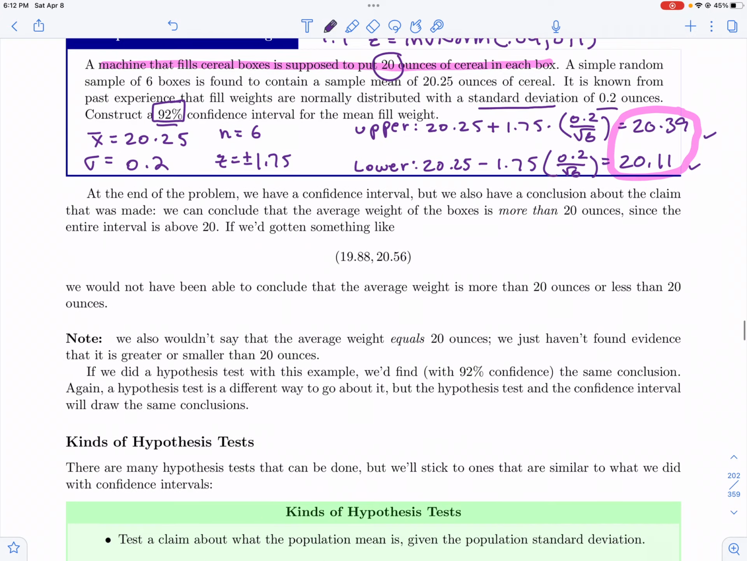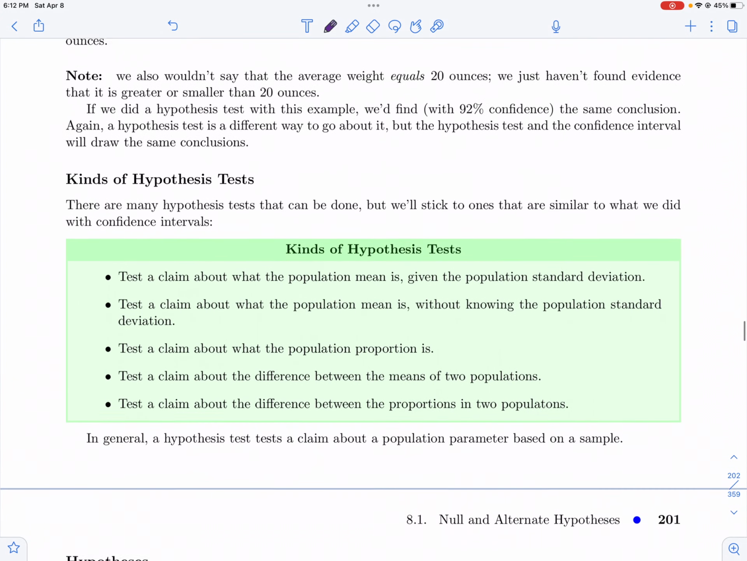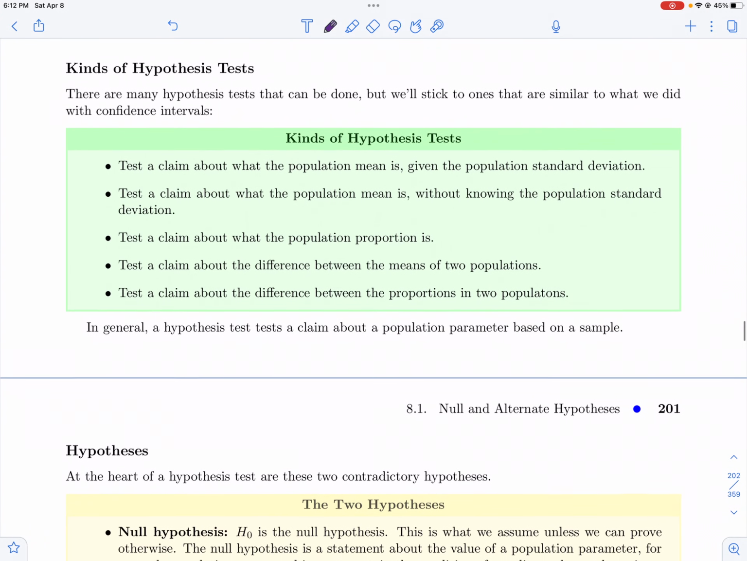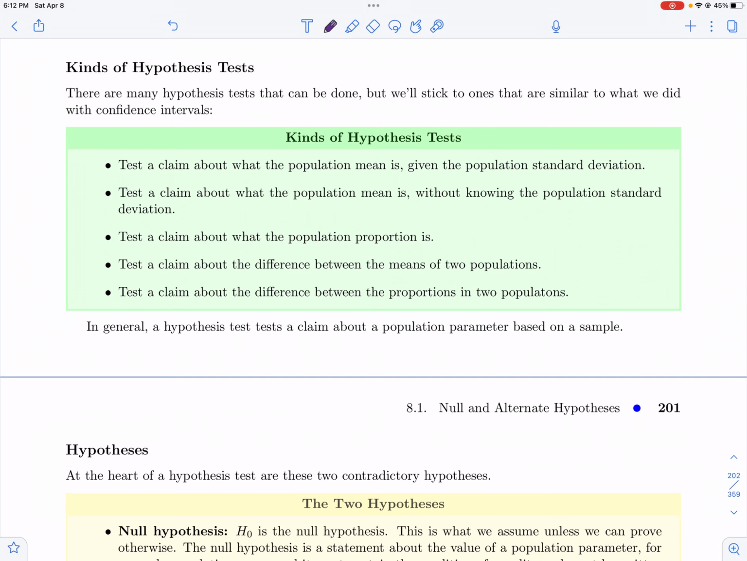All right, let's take a look at a couple of different hypothesis tests that we're going to be working on in this chapter and the next chapter. The first type is testing a claim about what the population mean is, given the population standard deviation. If you remember from Chapter 7, that's exactly what we were doing with confidence intervals in 7.1. It's the exact same setup.